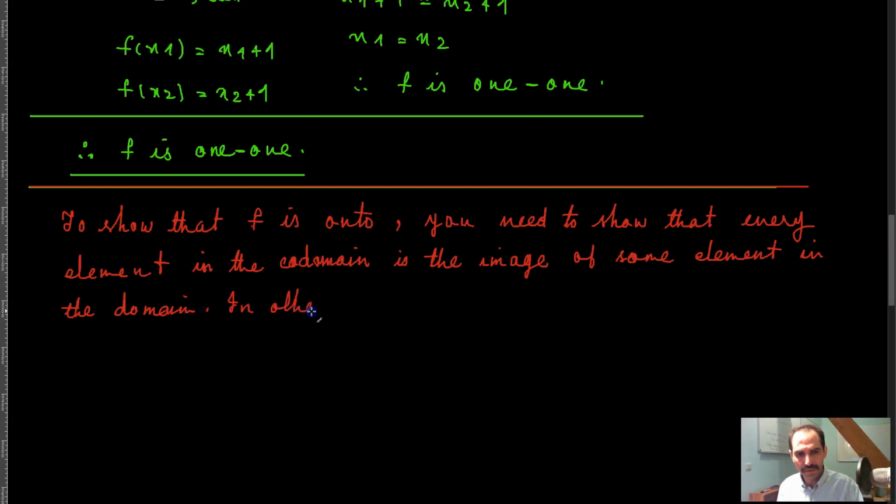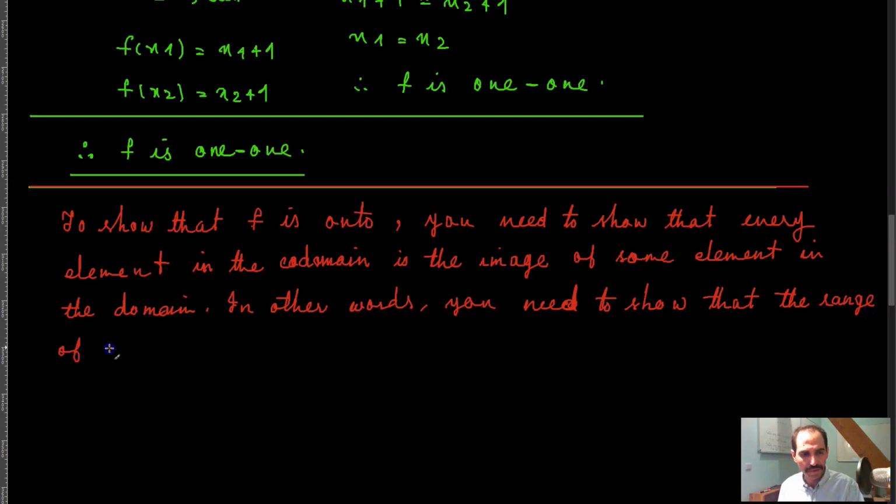In other words, you need to show that the range of f is the same as the codomain of f. It's the same as the codomain of f. Okay. So how do we do that?